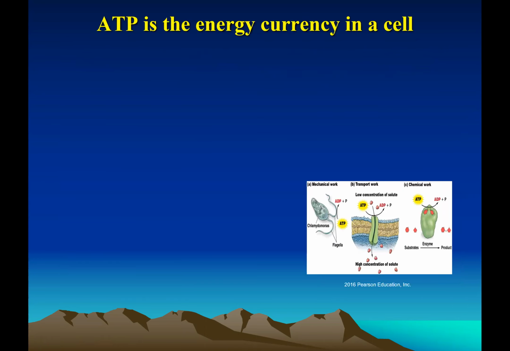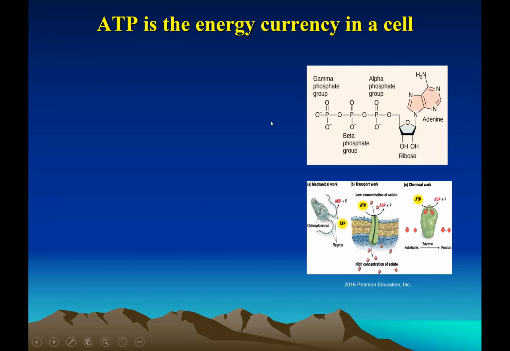So we'll talk about how energy is made in a cell. You have to be confident with the structure of the ATP molecule, adenosine triphosphate. That's the energy currency in a cell. It has a double ring structure called adenine, and then it has a 5-carbon ribose sugar, and then 3 phosphate groups, alpha, beta, and gamma.